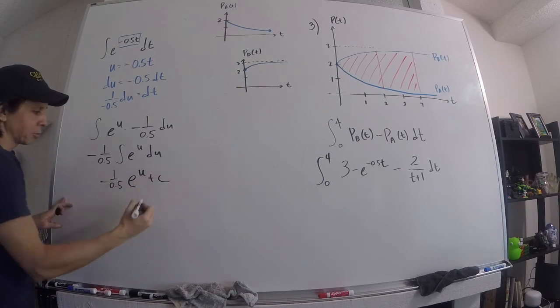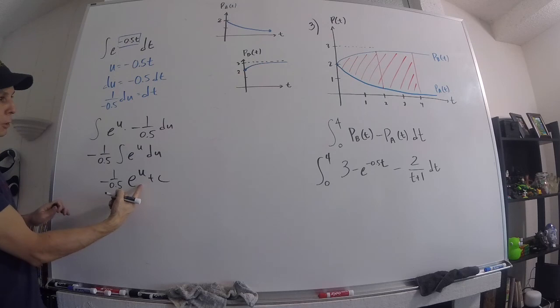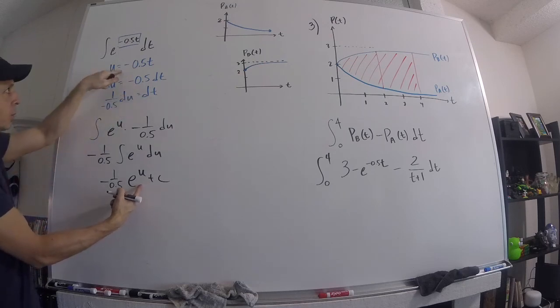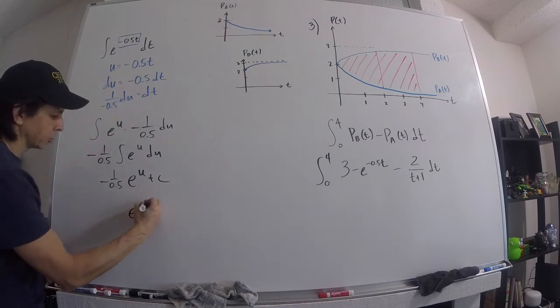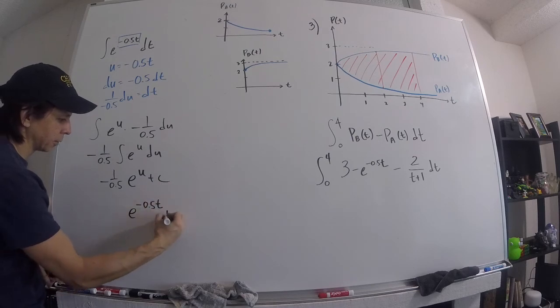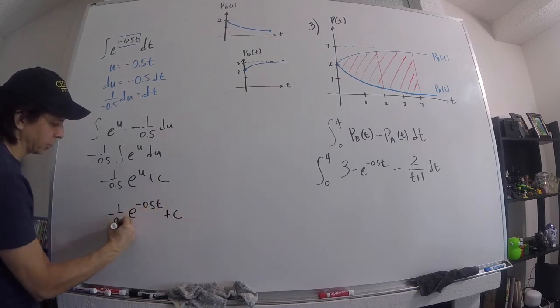Well, let me write it in as a formality. Okay, and then make sure you go back to t, not x. Right here, e to the negative 0.5 t with this constant out front. And that's what happens with that constant.